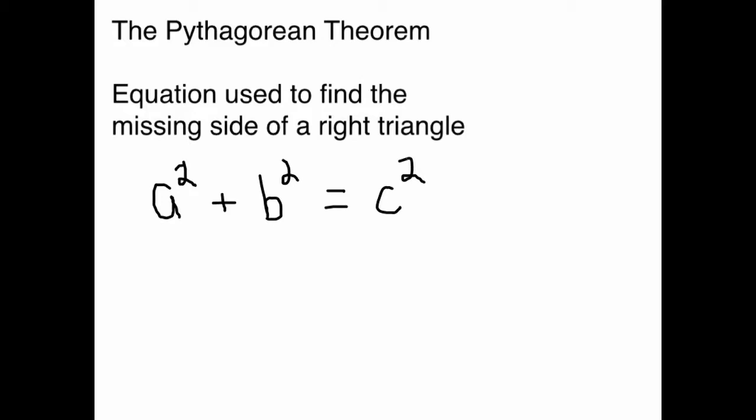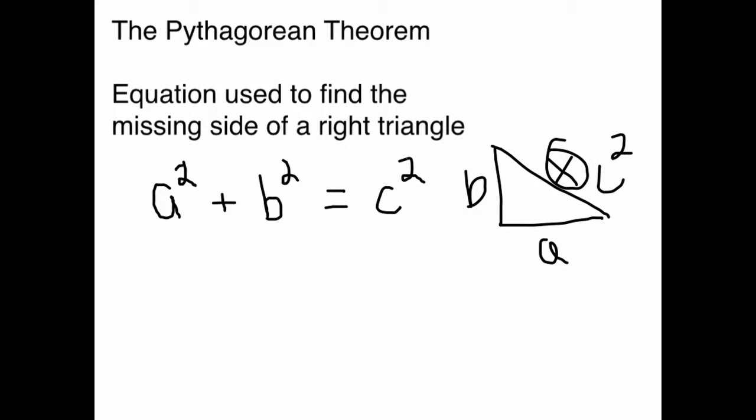Alright, the Pythagorean theorem is an equation used to find the missing side of a right triangle. A squared, B squared, C squared. So, that means if I had this triangle, I'd take the measure of A squared and B squared, and that would give me the hypotenuse, which is C squared. And also, I could plug any pieces of these in and use algebra to figure it out. So let's do an example.